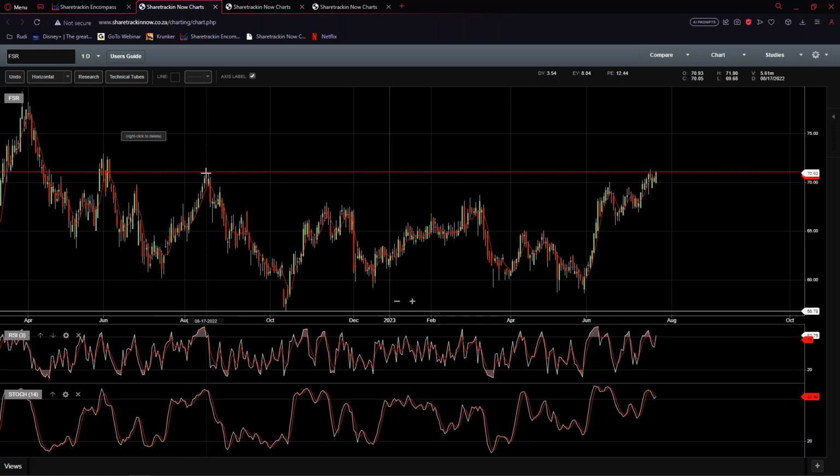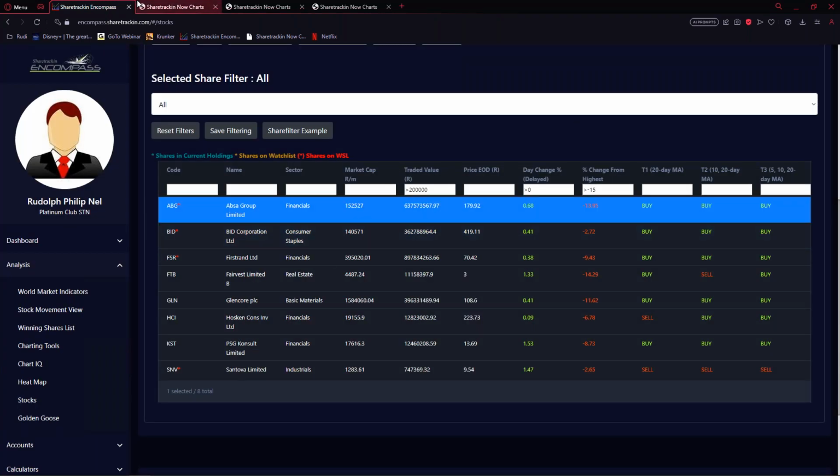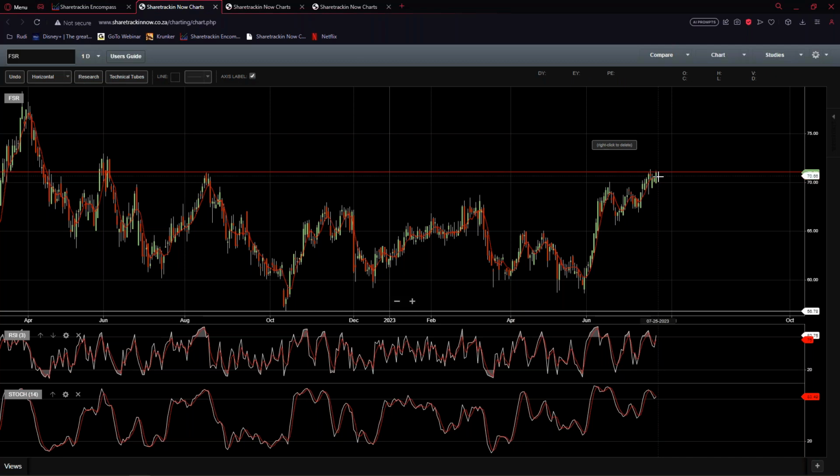It's already reached that historical point. This is another reason why we use support and resistance: historical points. If a share only goes up until the historical point, which is what investors would look at, it might bounce on that point and come back down. Now, we saw that ABG already broke through, but FSR has a problem. It hasn't broken through yet, so what we would like it to do is give us that breakout.